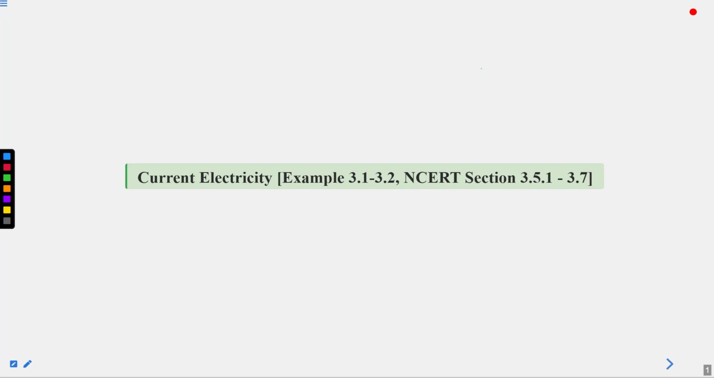The topic that we are going to discuss today is current electricity, example 3.1 and 3.2 and NCERT section 3.5.1 to 3.7.